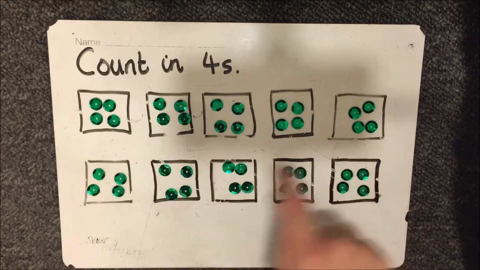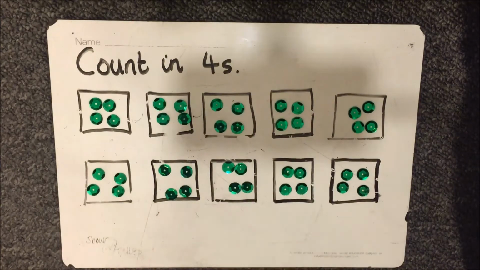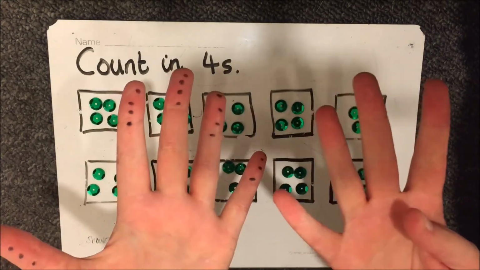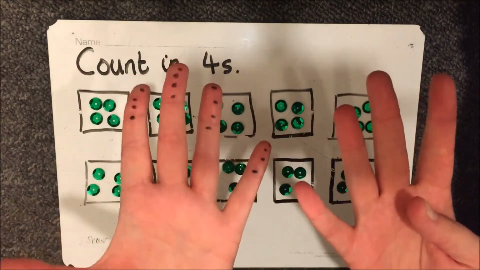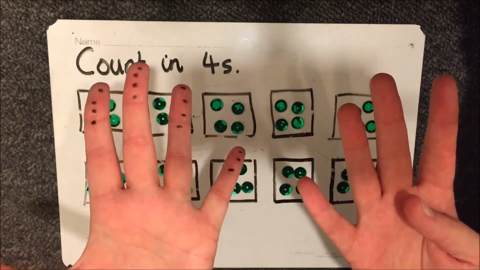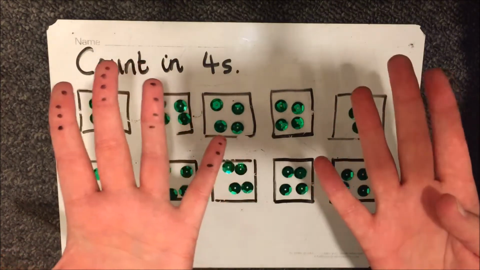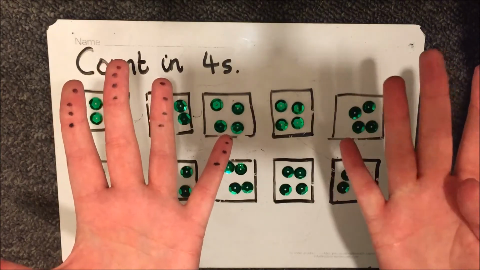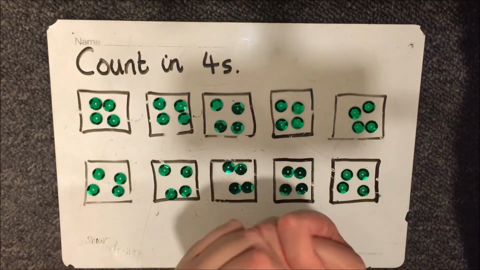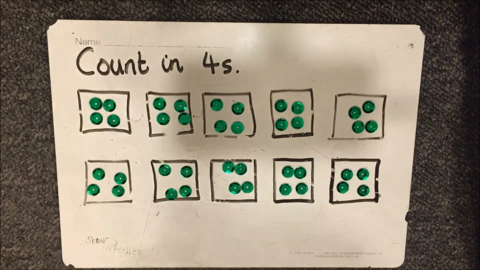So you're looking at all of these, and then these 4 as well. 9 fingers up, count in 4s. Off we go. 4, 8, 12, 16, 20, 24, 28. These are hard ones. 32, 36. Well done. Keep practicing those times tables.